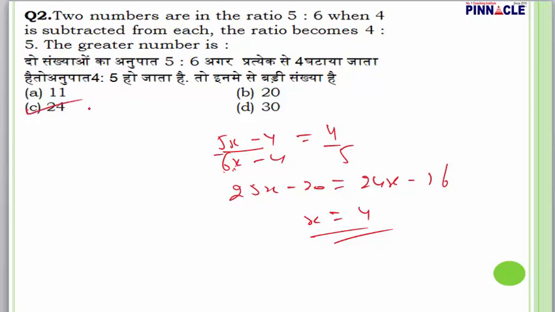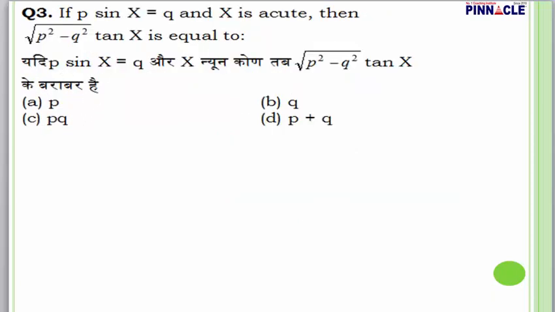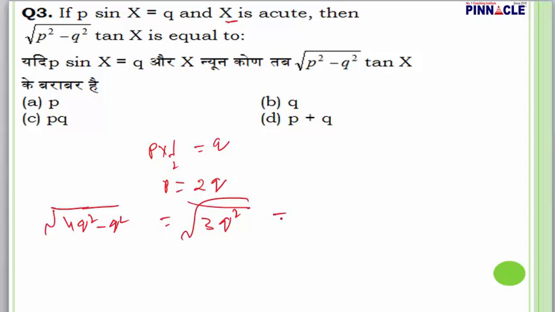Next question, question number 3. If P sin x is equal to Q and x is acute, then we have to find the value of this expression. Now you can put a value here, let's say x is equal to 30, you can also take it 45. Let's say sin 30, which is equal to 1 by 2, so P into 1 by 2 is equal to Q, in other words P is equal to 2Q. Now you can put value here, that is 2Q square, that would be equal to 4Q square minus Q square, that is 3Q square, you can cancel this. Then we will have root 3 and Q into Q.